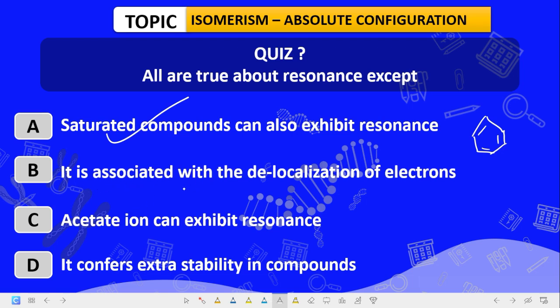Now, this will say it is associated with the delocalization of electrons. That is true. Acetate ion can exhibit resonance. This is acetate ion here, it can exhibit resonance because this one here can enter here to form what? A double bond. It confers extra stability on compounds. Yes, confers extra stability on compounds. So all these are true, but number one is untrue, and we are looking for the one that is what? Untrue. That makes number one the correct answer.